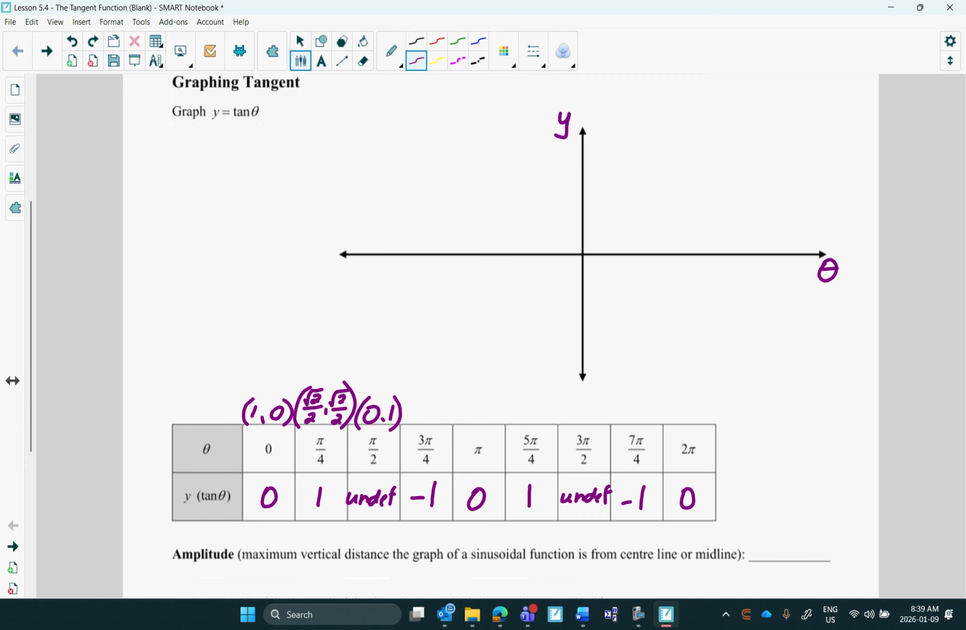So we've got pi over 4, pi over 2, 3 pi over 4, pi, 1, 2, 3, 4. So I'm going up by pi over 4s. So that would be 2 pi over 4, which is pi over 2. That would be 3 pi over 4, 4 pi over 4, which is pi. 5 pi over 4, 6 pi over 4, which is 3 pi over 2. 7 pi over 4, and 8 pi over 4, which is 2 pi.